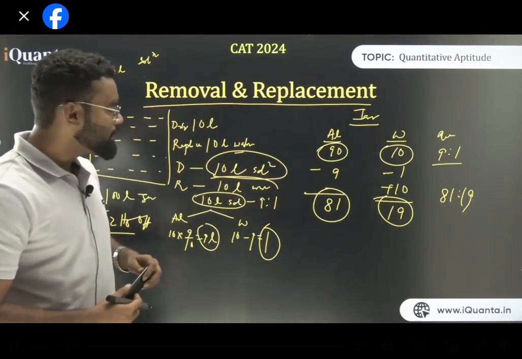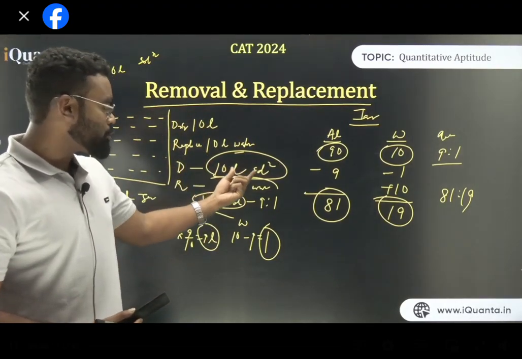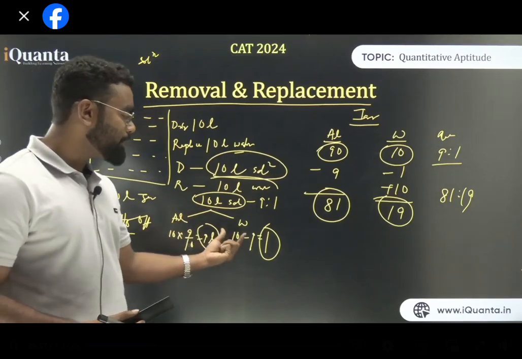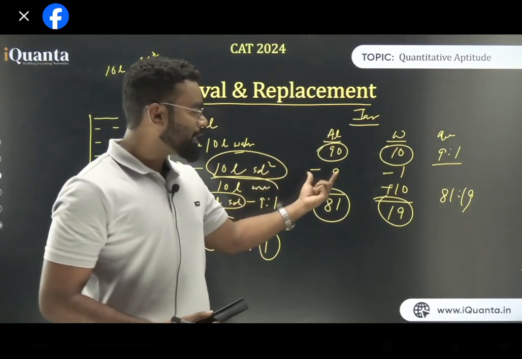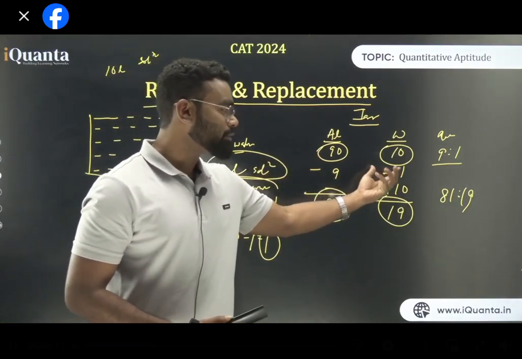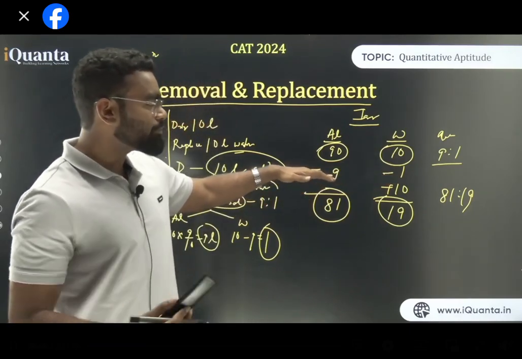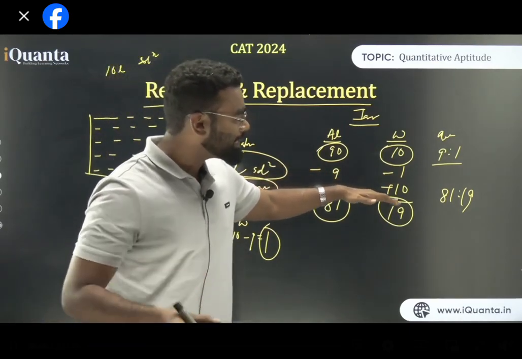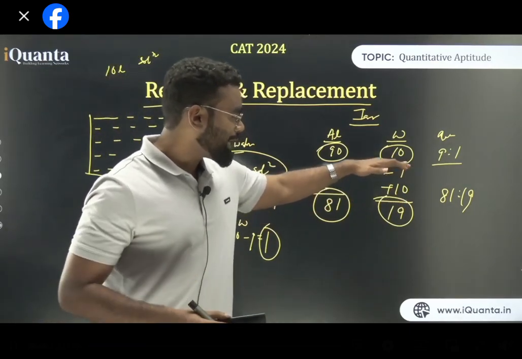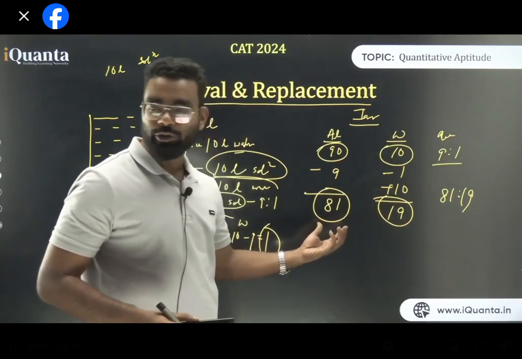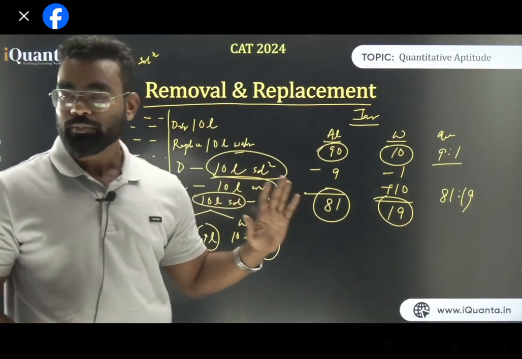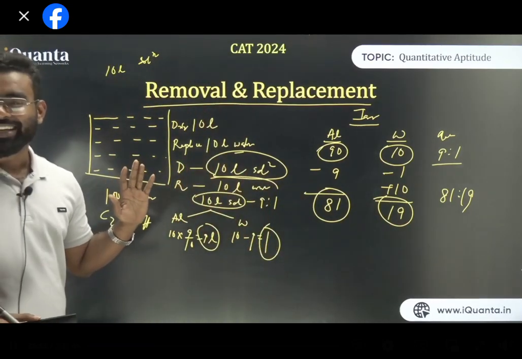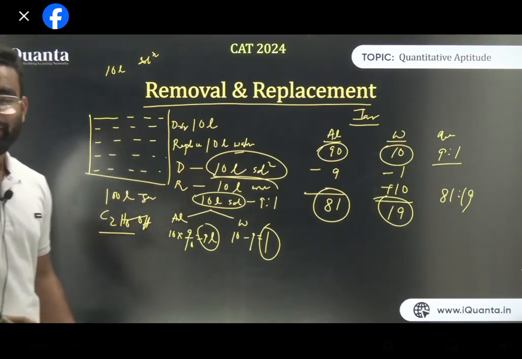Whenever I'm drinking the 10-liter solution the second time, I'm drinking 9 liters of alcohol and 1 liter of water. So this is the case after drinking. Now I add another 10 liters of water. So 10 minus 1 plus 10 becomes 19, and the alcohol becomes 81. Fair enough?